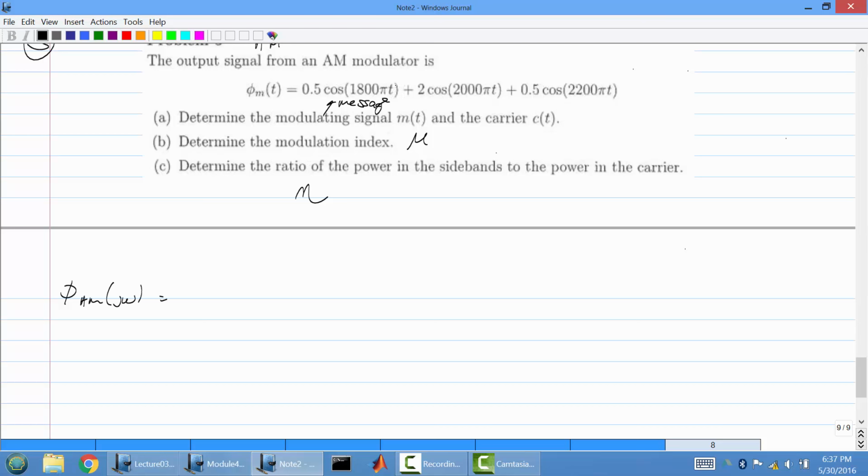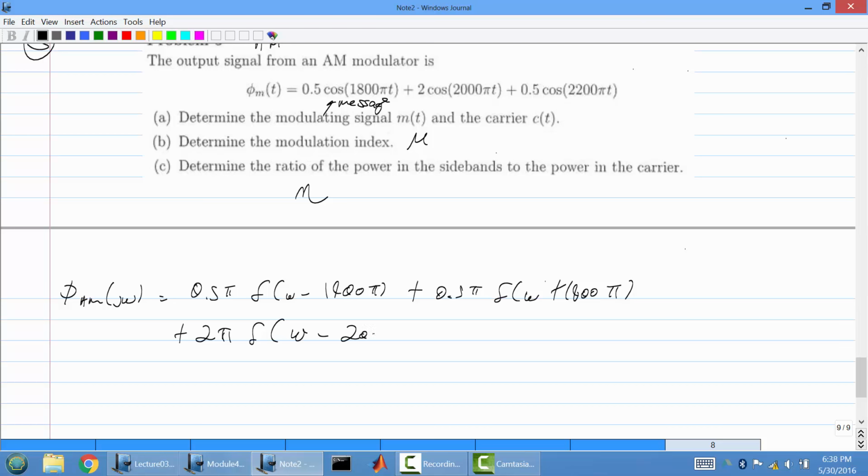Okay, so remember that when you have cosine in terms of omega, when you're actually finding the Fourier transform, you just multiply by pi, right? So in this case, you get 0.5 pi delta(omega minus 1800 pi), and then 0.5 pi delta(omega plus 1800 pi). So this is the first one, okay? Then we have the second one, 2 pi delta(omega minus 2000 pi), and 2 pi delta(omega plus 2000 pi). Okay, and then finally the last one.